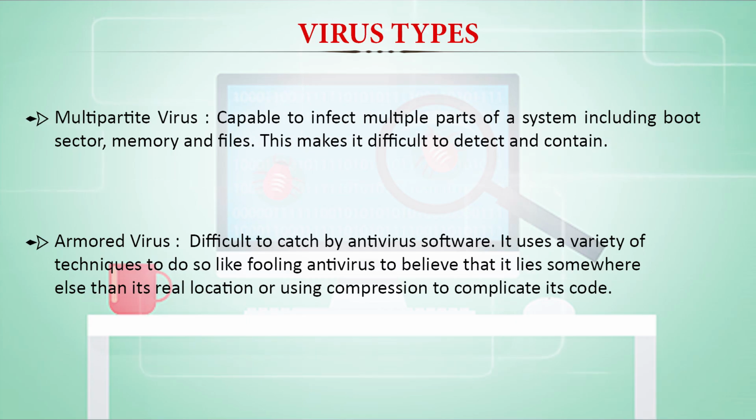And there is the armored virus, difficult to catch by antivirus software. It uses a variety of techniques to do so, like fooling the antivirus into believing that it lies somewhere other than its real location, or using compression to complicate its code. So this is what we have discussed.